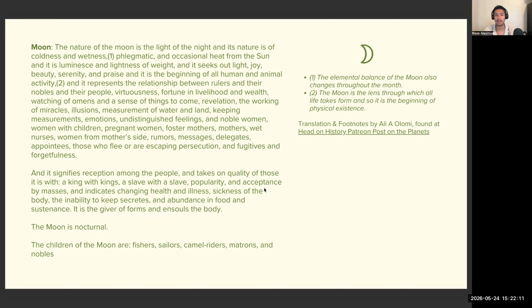I really do love them. Some of my favorite indications of the moon are the watching of omens, things related to revelation. I think those are some really important ones. But also the way that the moon signifies reception amongst the people. Like, the moon is a king with the king, a slave with slaves. Again, remember, if you go back to what we talked about, I think it was in Unit 4, the moon, her nature changes whenever she's connecting with something. So she takes on the nature of whoever she's with, and similarly, the moon will do that. And you'll see that in chart examples eventually, when we go through them, inshallah.